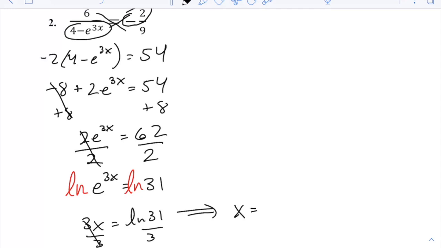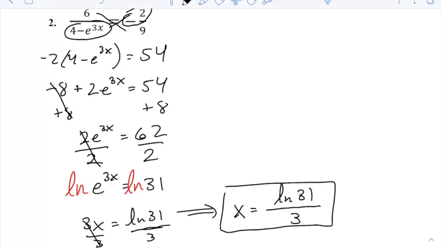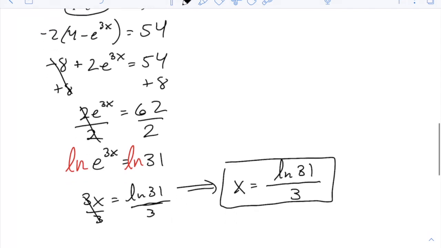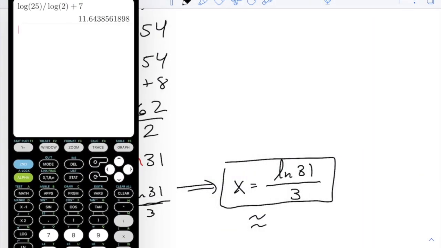And just be careful where you place your division signs, your quotients, that it is the ln of 31 divided by 3, not 31 divided by 3 on the inside of a log. So two very different things. There's the exact value for x. And now to get a decimal approximation for ln of 31 divided by 3, you get about 1.145 when you round to 3 decimal places.